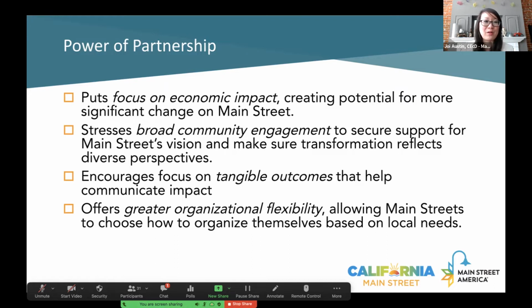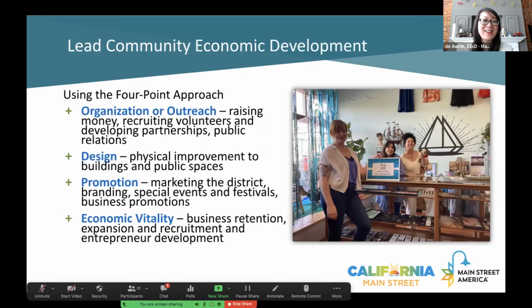But in the end, I always say that we're leading community economic development. So just the next slide, please. So we are there, again, using that 4-point approach: organization or outreach, being able to, again, raise money, recruit volunteers; design, that physical improvements to the space; promotion, positioning the district and marketing your efforts, again bringing people into the community, but then also showing your community what your organization does for them; and then, of course, economic vitality: business recruitment and retention, entrepreneurship development, and really, again, bringing economic development to your community.